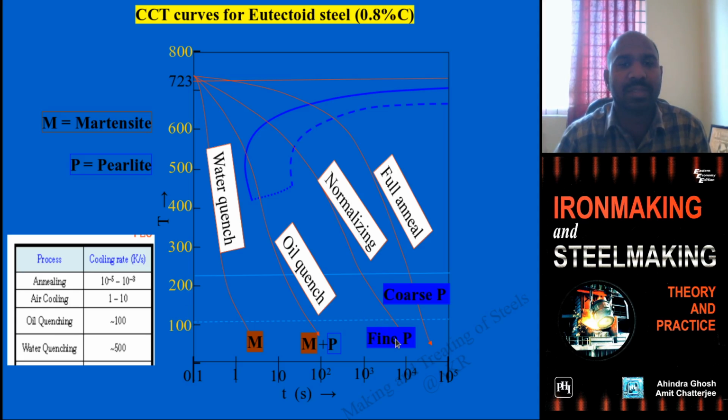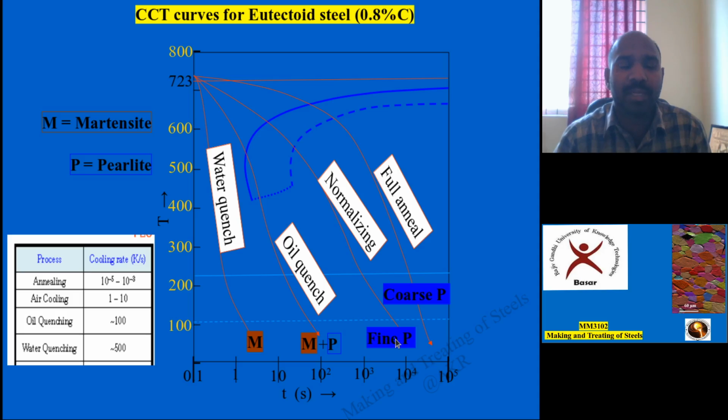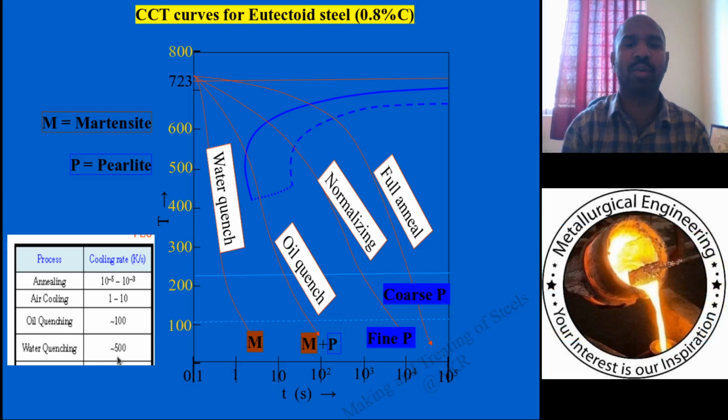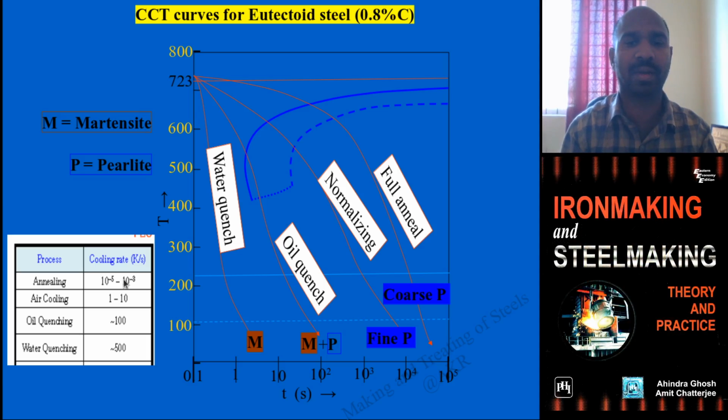In full annealing, you will see coarse pearlite in the microstructure. The pearlite grains have grown, and you will see coarse pearlite grains. The annealing process involves furnace cooling. It could be a muffle furnace or any other electric furnace.